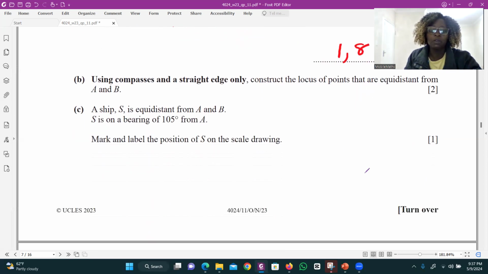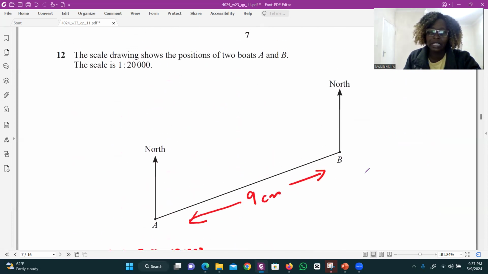Fine, let's move on. They say using compasses and a straight edge only, construct the locus of points that are equidistant from A and B. So basically we are bisecting this.